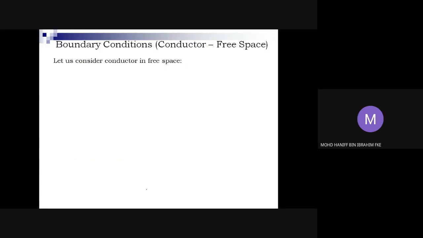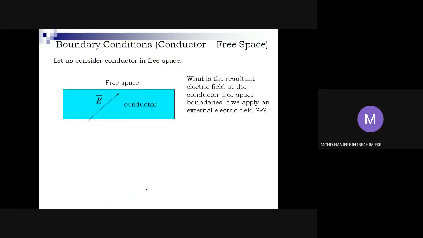Let's have a look at the boundary conditions for the first case, which is conductor and free space. We're going to formulate the equations for boundary conditions. This is the case whereby we have a conductor and a free space. So you want to find out what is the resultant electric field at the conductor and free space boundaries when we apply the external electric field to this combination of the mediums of free space and conductor.